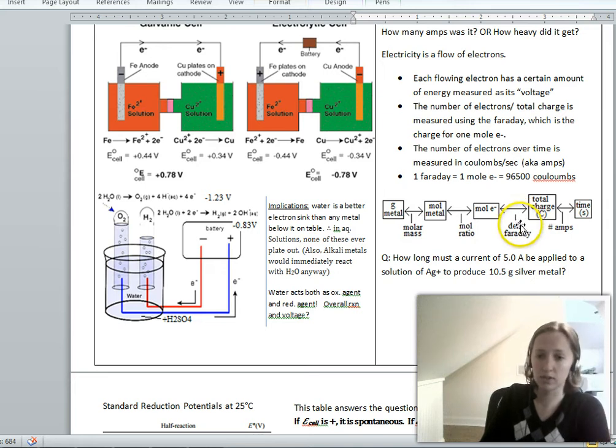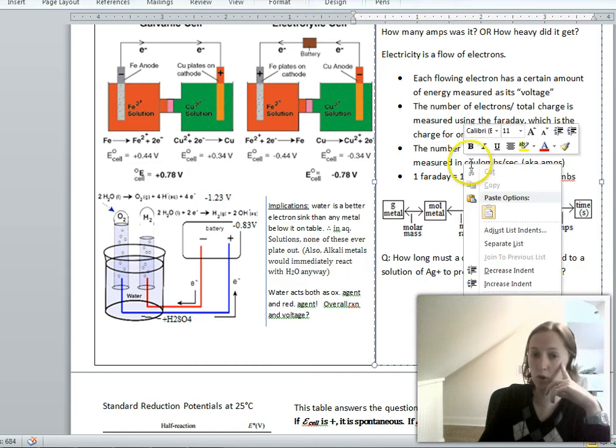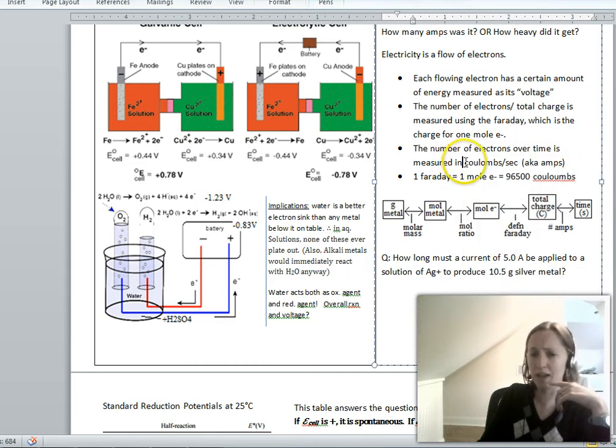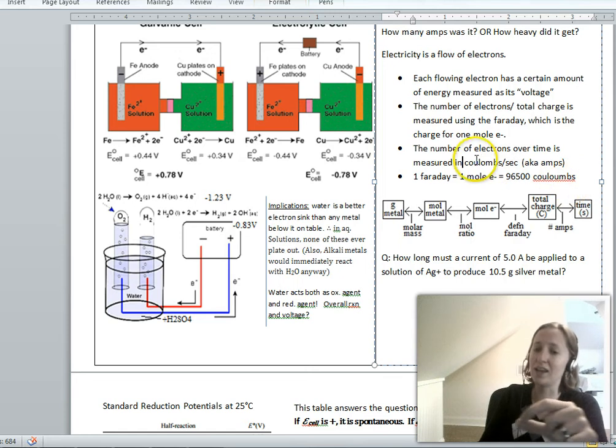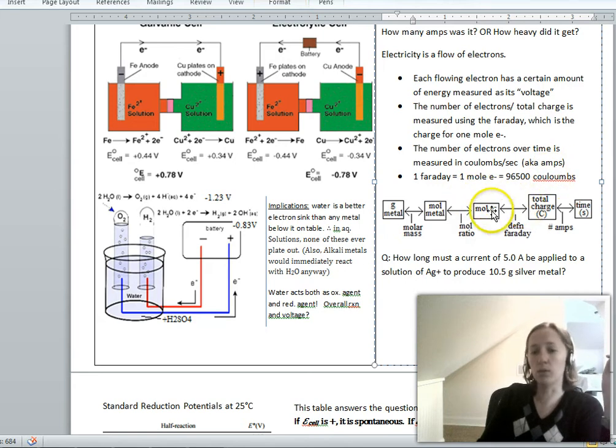You may have heard of amps. Amps are 1 coulomb of charge per second. That's what that means. And so that's a measurement of how many electrons are going by over time. Because I know the Faraday is 96,500 coulombs per mole of electrons, and I know the coulombs per second in the amps, I can figure out how many electrons went by overall. And I can go, oh, well, there's 2 moles of electrons for every mole of copper, and I know that a mole of copper weighs 63.5 grams.